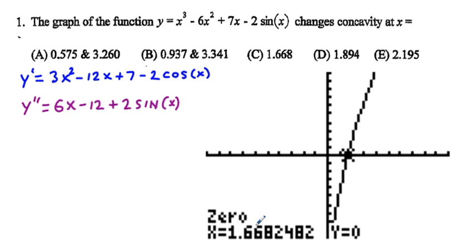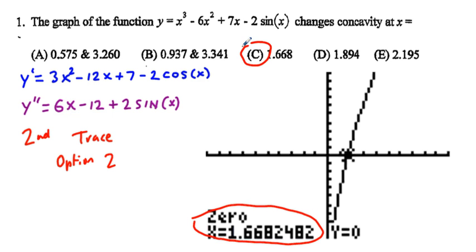Doing the analysis in our calculator, in this case we go to second, trace, and what we're trying to find is option number 2. Second trace, option 2, which is zero. And we'll find this zero. So again, it looks like C is our correct answer.